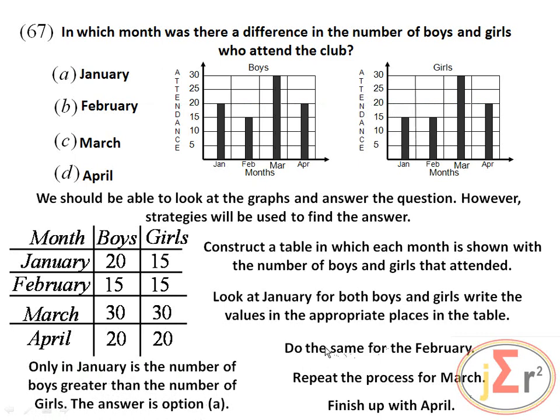Only in January is the number of boys greater than the number of girls. The answer is option A. See, we have here April, they are the same, March the same, February the same, January. So in January, they are different. The number of boys is greater than the number of girls.